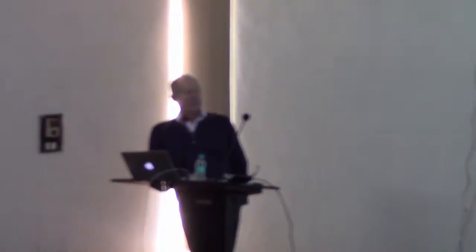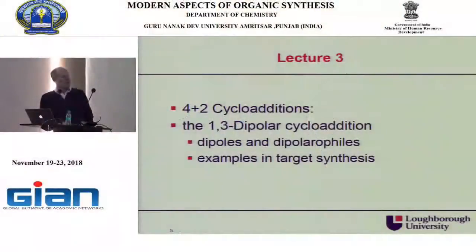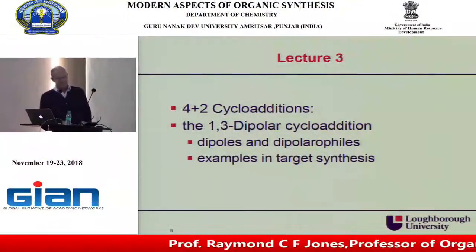In terms of the pericyclic reaction, I want now to look at a different case of a 4+2 cycloaddition, which is actually 4 electrons plus 2 electrons, but it's actually 3 plus 2 in terms of atoms. And this is the 1,3 dipolar cycloaddition.